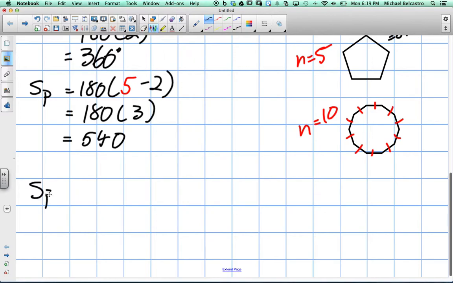And then finally, okay, sum of, what do we call it? Decagon? That might be right. That could be completely wrong. Who knows? 10.